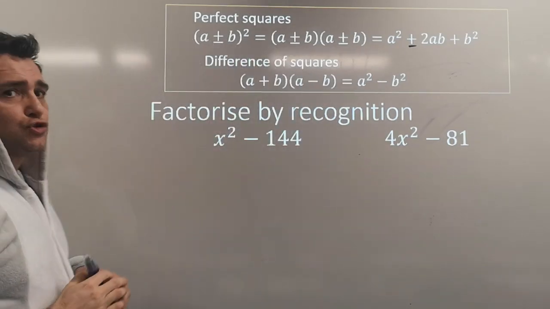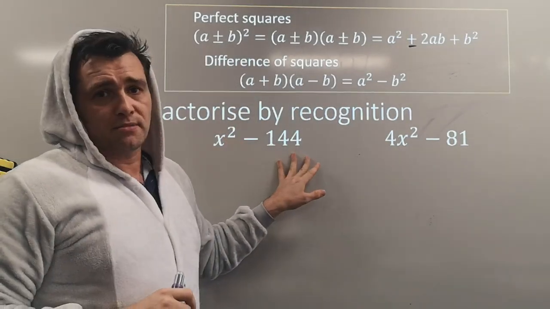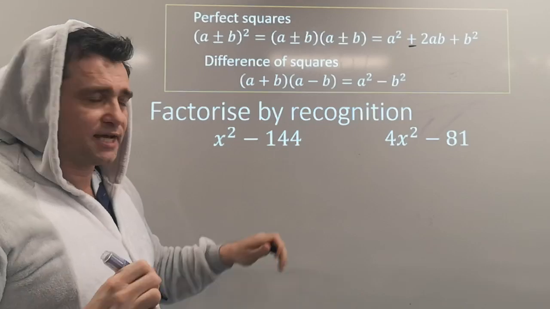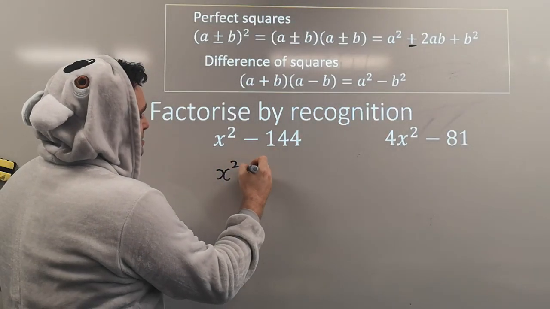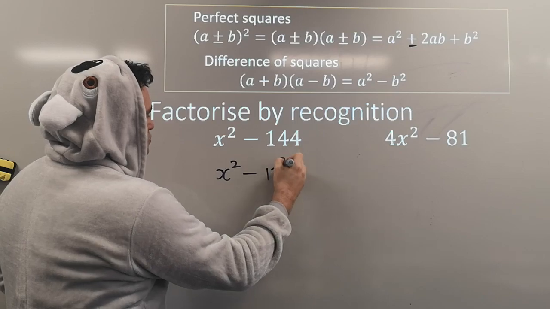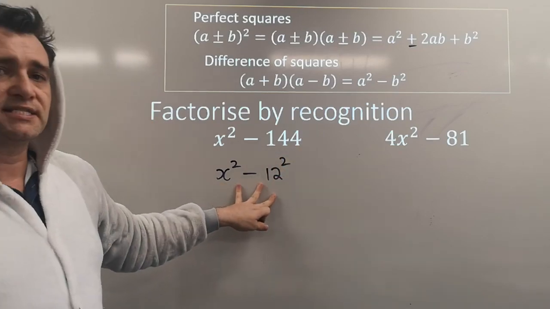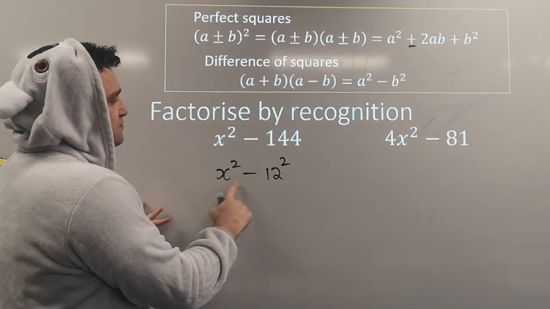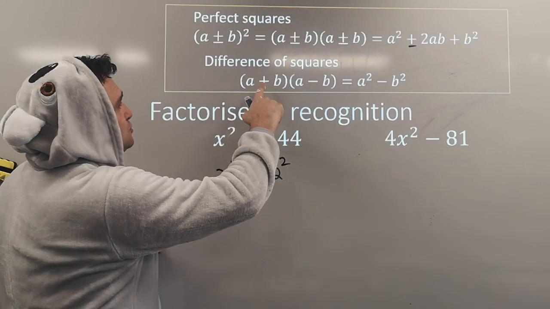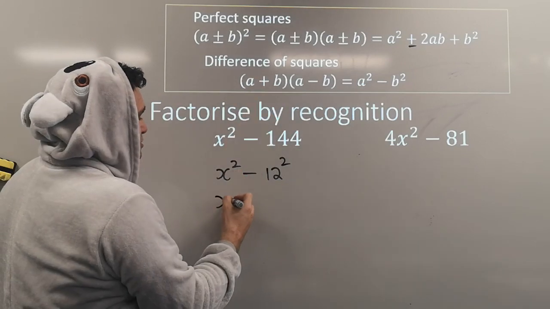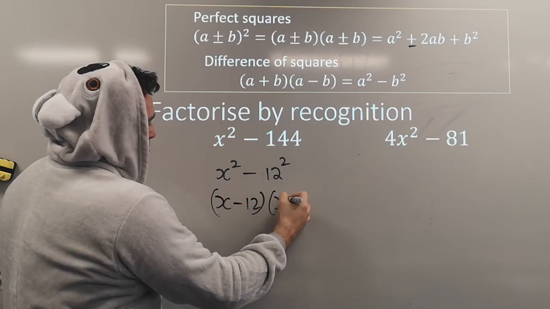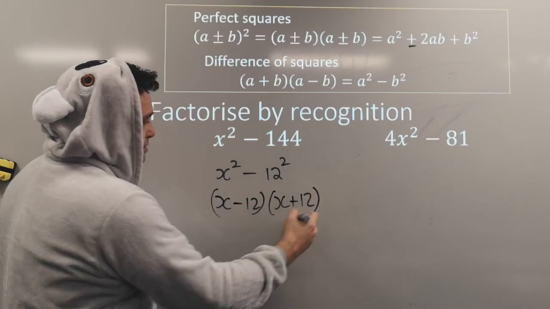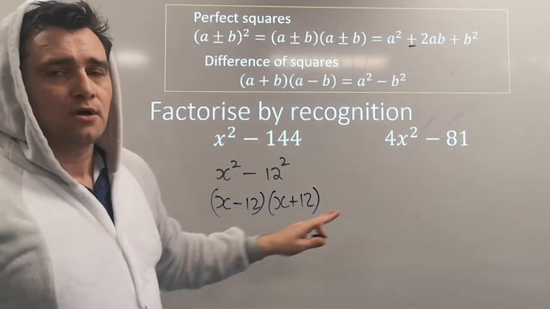So now we've got two terms. We've got an x squared and a minus 144. Once again, is this number a square number? Yes. So we've got x squared minus 12 squared. Both of these are squares now, so we can relate this directly to the difference of two squares. So it's going to be x minus 12 times x plus 12.